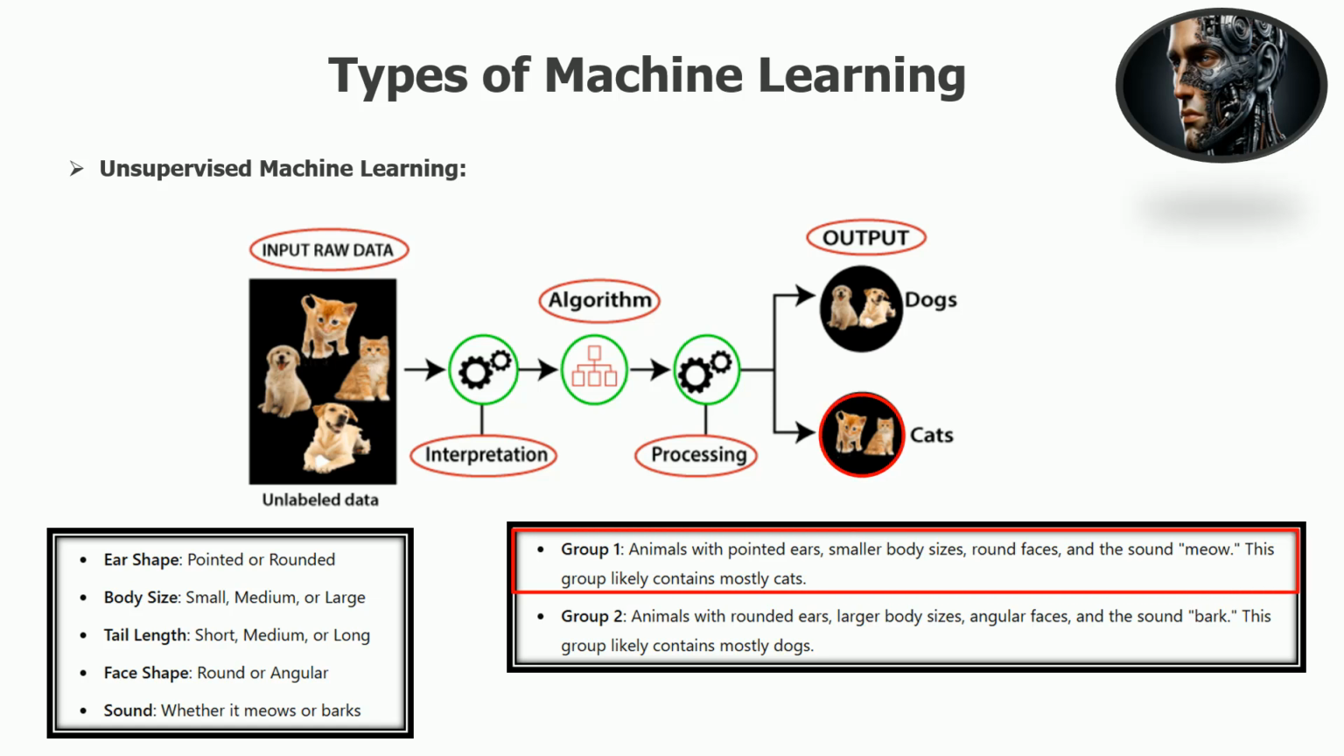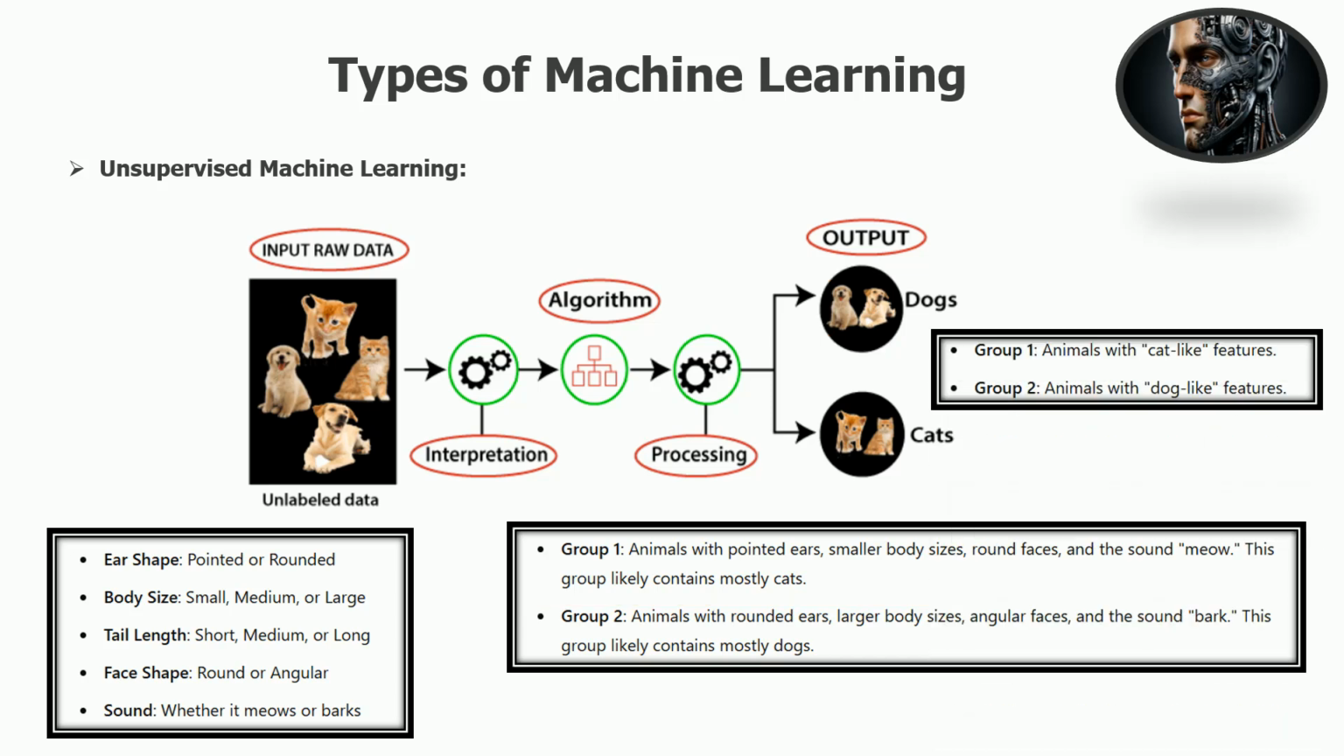Group number one: animals with pointed ears, smaller body sizes, round faces and the sound meow. This group likely contains mostly cats. It is also going to create another cluster, that is group number two: animals with rounded ears, larger body size, angular faces and the sound bark. This group likely contains mostly dogs. So the final result, you can see group 1 animals with cat-like features, group 2 animals with dog-like features.